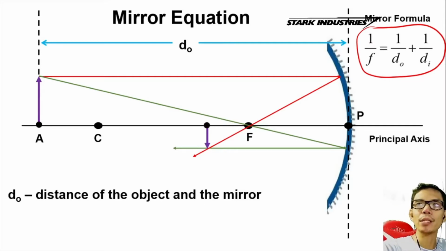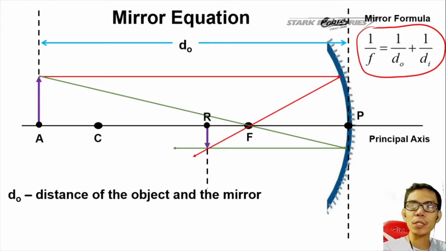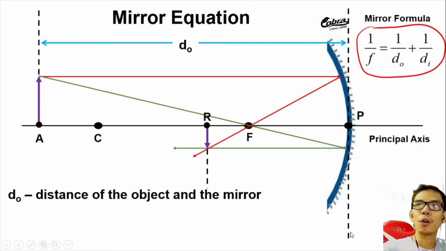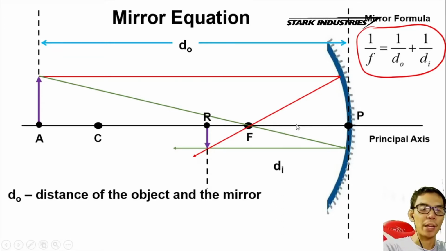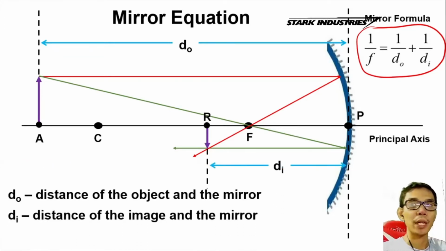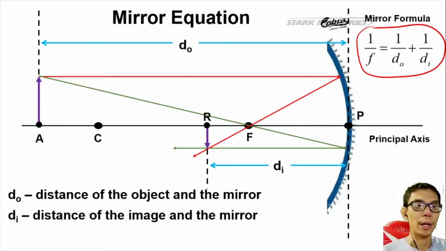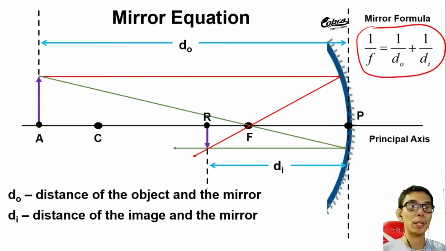The next one is this point, the location of the image. I called it point R, and I will just continue up the line there, together with this tangent line over here. So what is the distance between these 2 points, R and P? We called it d sub I, or the distance of the image and the mirror.